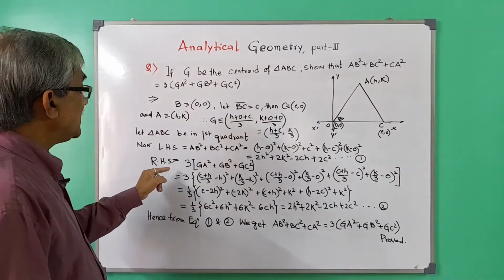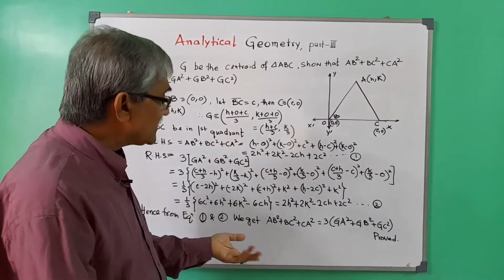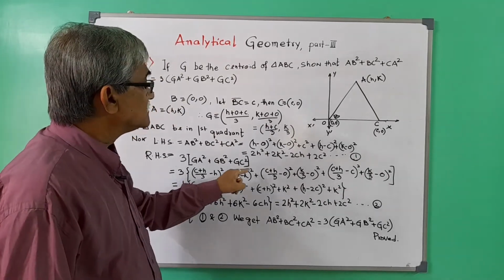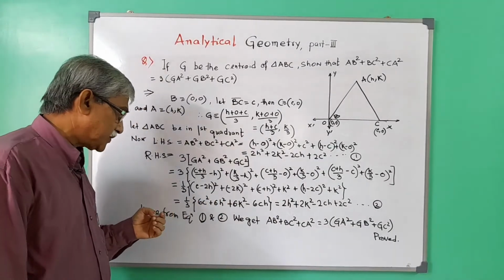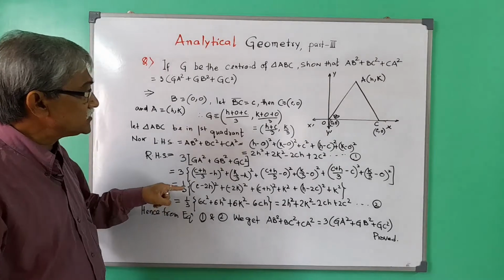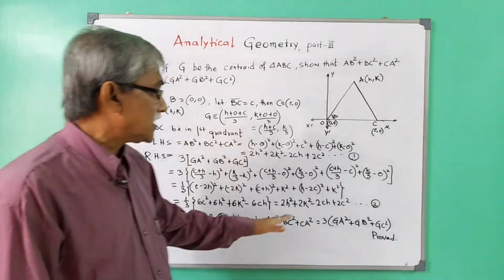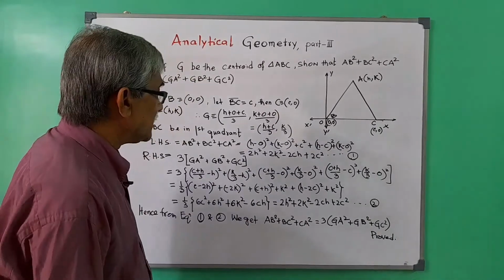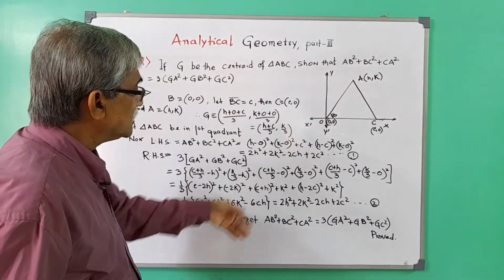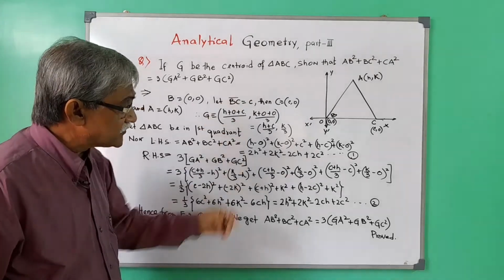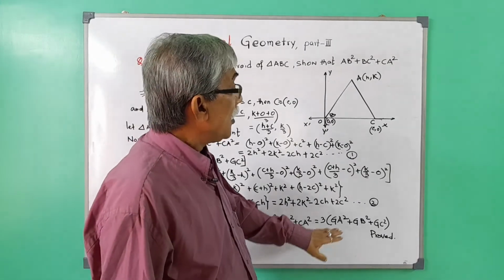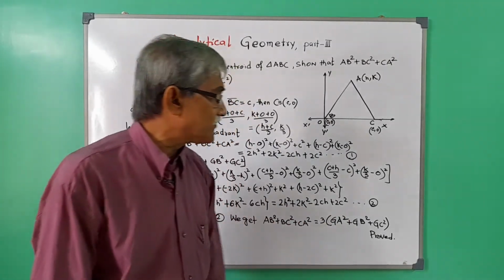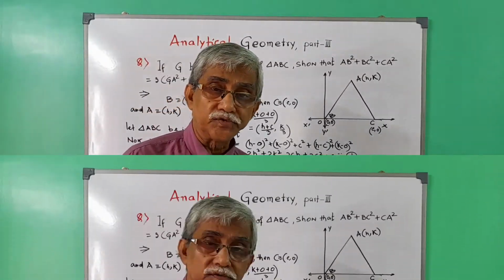Now come on to the right hand side. It is 3 times the sum of the distances GA² + GB² + GC². Once again the distance formula, 3 into this plus this plus this. If you go on solving and simplifying it, you finally reach that it is also the same, 2h² + 2k² - 2ch + 2c². So from equations 1 and 2, you get that the left hand side equals the right hand side, that is AB² + BC² + CA² equals 3 times the sum of GA² + GB² + GC², and that is proved.